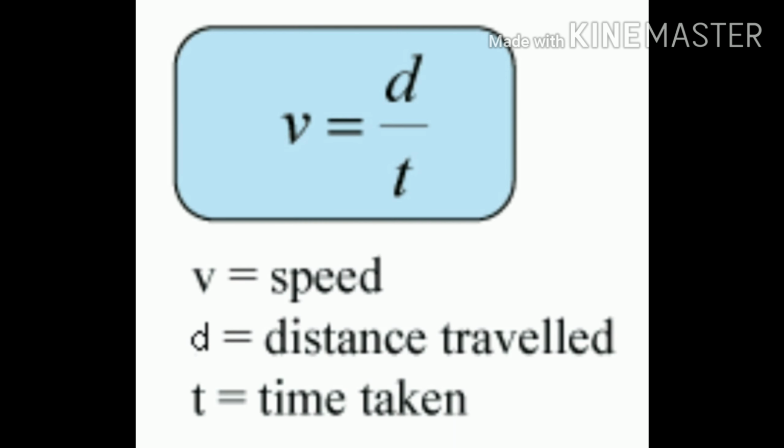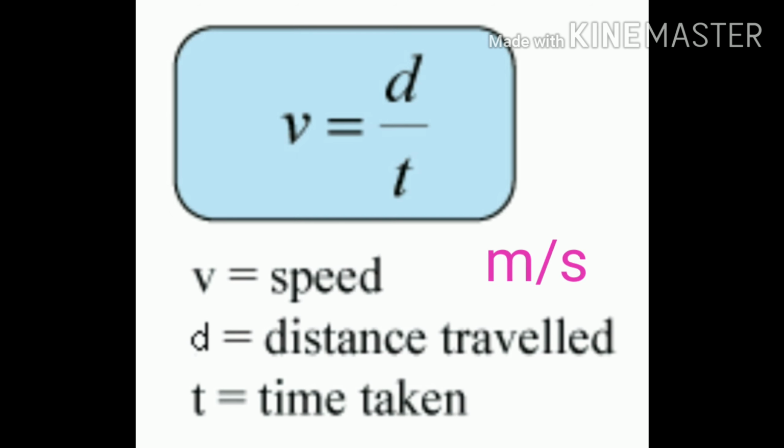Second one, velocity. Velocity is the displacement traveled per unit time. It is a vector quantity having both magnitude and direction. Its formula is velocity equals displacement traveled divided by time taken. Its SI unit is also meters per second.